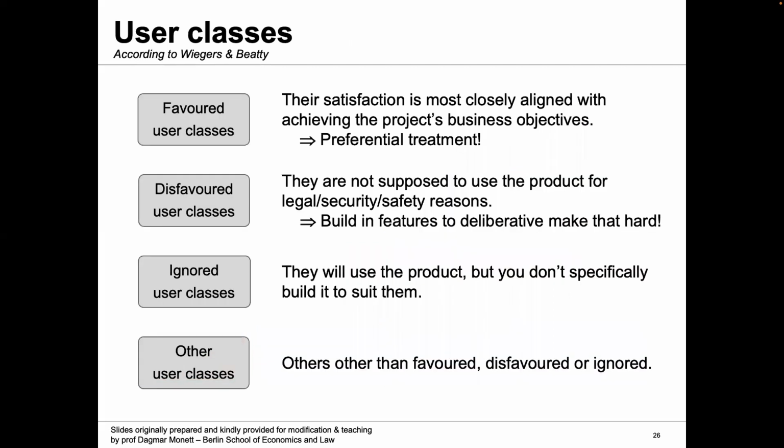So favored user classes are the users you must satisfy, because whatever requirements they put out are going to meet the project's business objectives. These are the people who are really important. We need to give preferential treatment to them, because they will provide what we want, because their requirements are going to define our product or our project scope. So they are the favored ones.